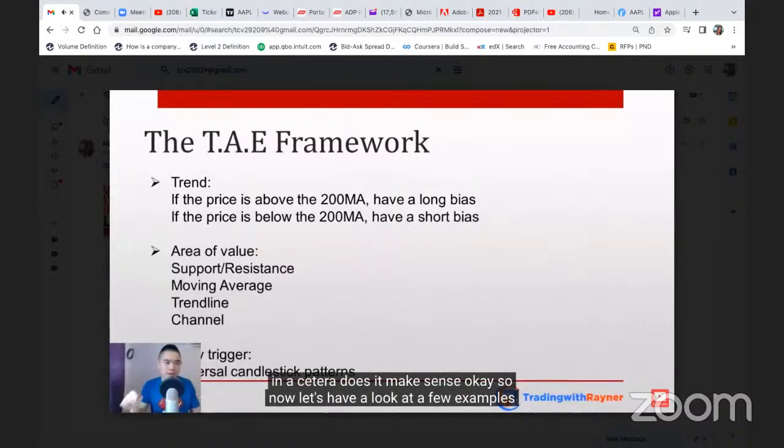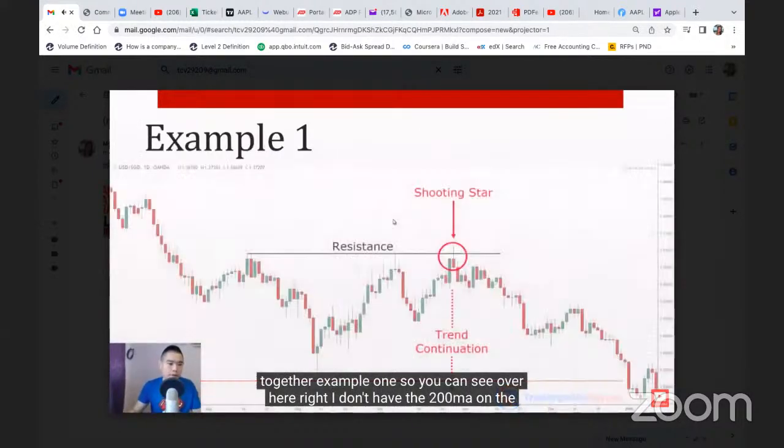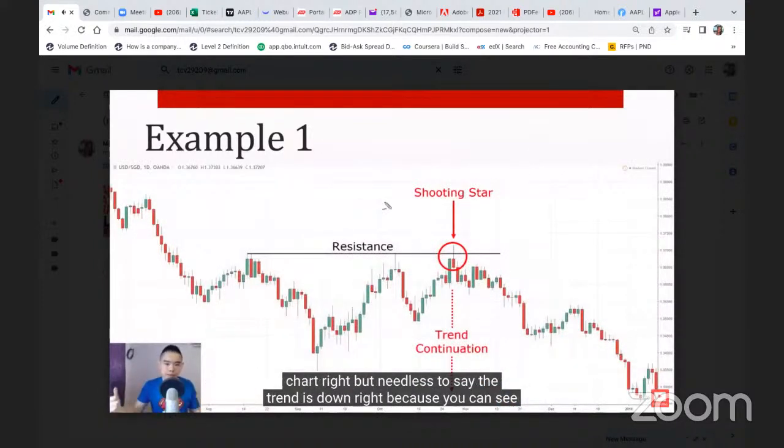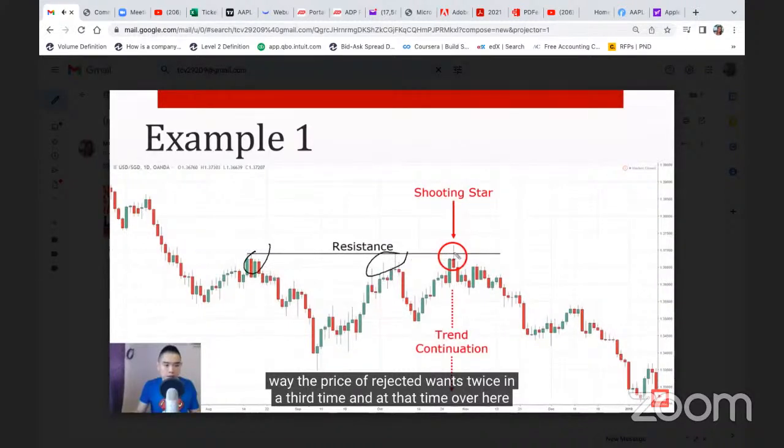Does it make sense? Okay, so now let's have a look at a few examples to bring all these concepts together. Example 1. You can see over here, I don't have the 200 MA on the chart, but needless to say, the trend is down, because you can see that the market is moving from up to down, so it's a downtrend. Then we saw that the price came into this area of resistance, where the price got rejected once, twice, and a third time. And the third time over here, you got this entry trigger.